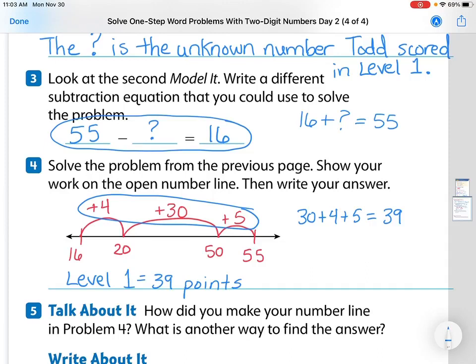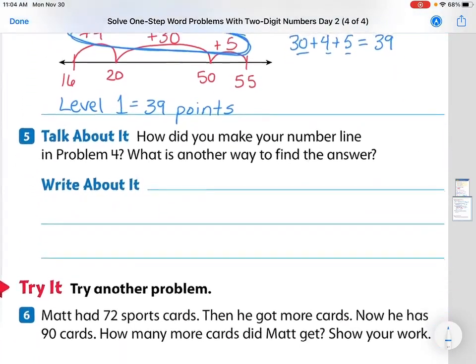So we know that when we're using a number line, we're always going to add whatever the numbers were at the top of our jumps, how many we added in our jumps. Okay, so that's how we get our final answer, and we know that 30 plus 4 plus 5 equals 39. So Todd got 39 points for level 1 is the answer to that one.